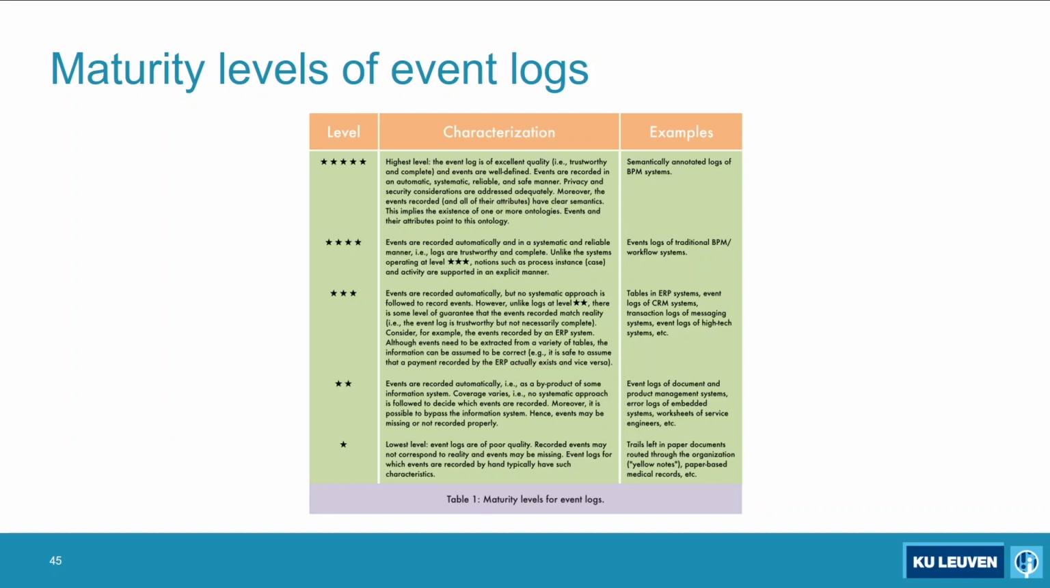Already in the process mining manifesto from so many years ago, there was a discussion on maturity levels of event log data, right? They identified 5 different maturity levels, going from basically manual logging, where there's no quality guarantee whatsoever, to things that are semantically annotated and come from a BPMS system. Probably most people are somewhere in between, and except for this table in the manifesto, I have not really seen people analyzing these different levels in other pieces of work.